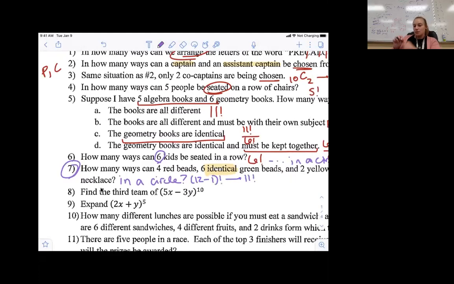Again, if it was a clasp, if you clasped your necklace, then you can line it up in a straight line, but it doesn't say that. So I'm going to assume that there's no clasp. So that's why it's in a circle, and that is how I got 11 factorial.